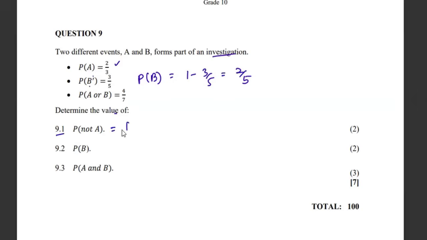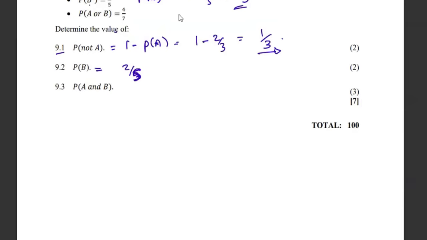Find the value of probability of not A. So not A will be 1 minus probability of A, meaning that 1 minus 2 over 3, we get 1 over 3. And then find the probability of B. We already found it here, which is 2 over 5. And then find the probability of A and B. So you go back to the formula that tells you probability of A or B is the same as the probability of A plus the probability of B minus the probability of A and B.